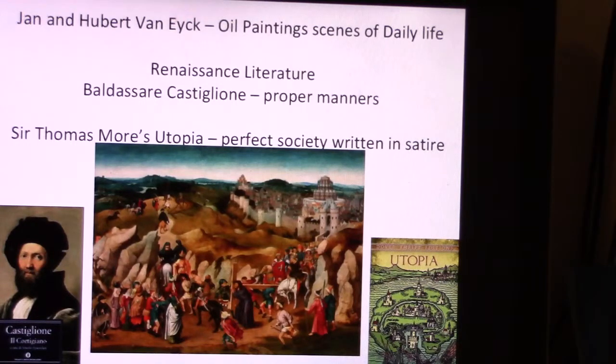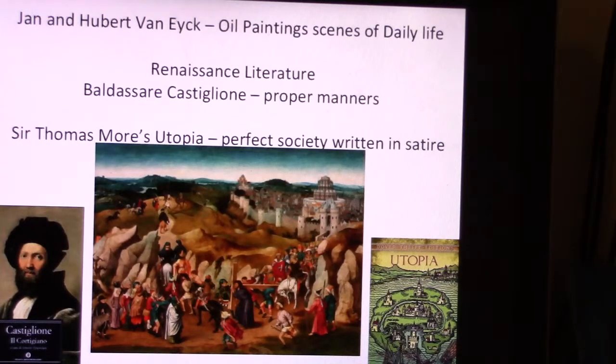Northern Renaissance literature, we're going to get this guy named Baldassare Castiglione, which, oh, by the way, as I was going to say, the paints that you will probably use modern day to paint houses and doors and outside are oil-based, thanks to the Van Eycks.